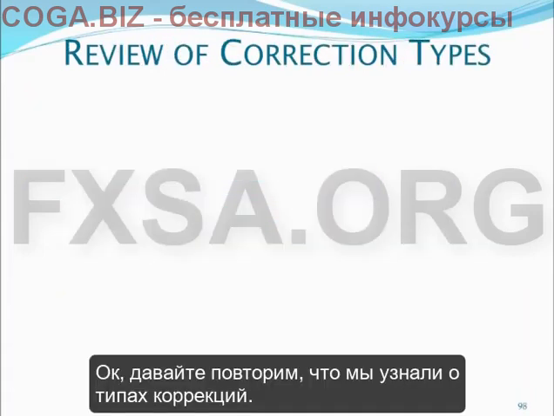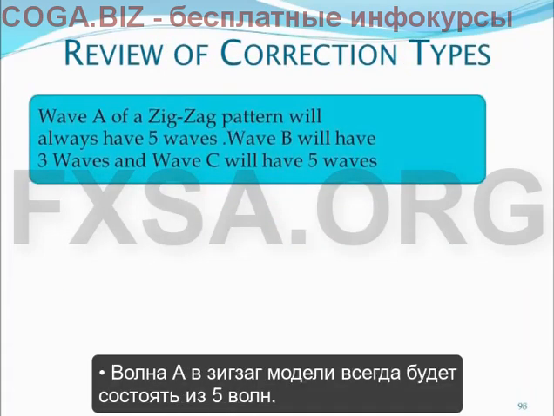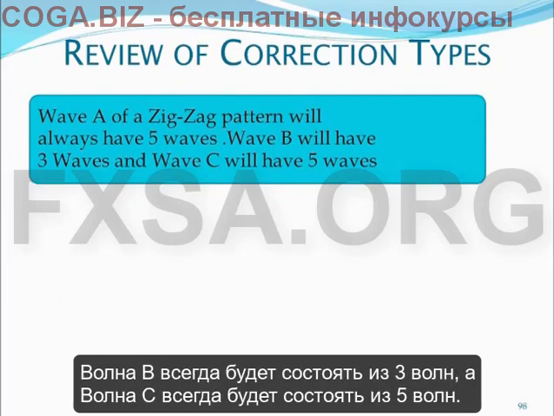Okay, let's review the correction types. Wave A of a zigzag pattern will always have 5 waves. Wave B will always have 3 waves. And Wave C will always have 5 waves.